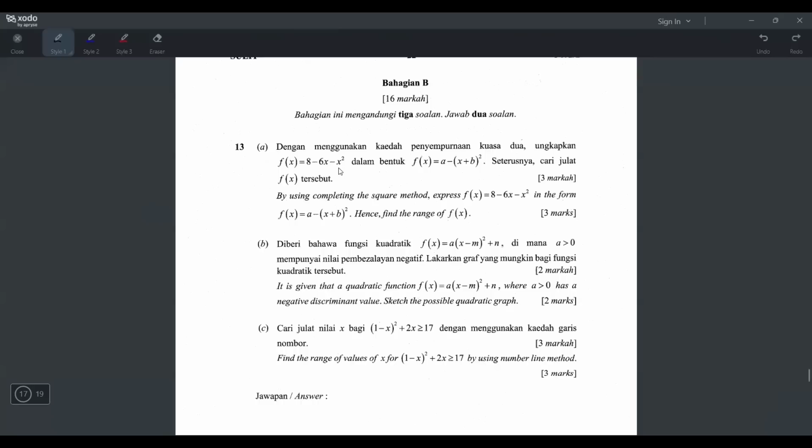Okay, now we can do Section B. This section contains 3 questions, answer 2 questions. Okay, I will do all 3 questions, because I'm doing this video for revision purpose. But in the exam, you only choose 2 for this section.